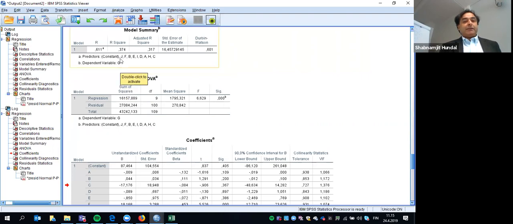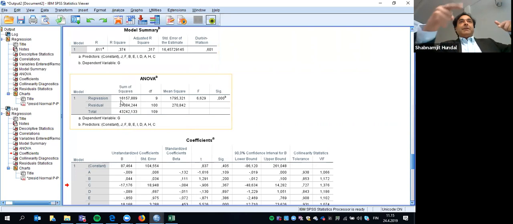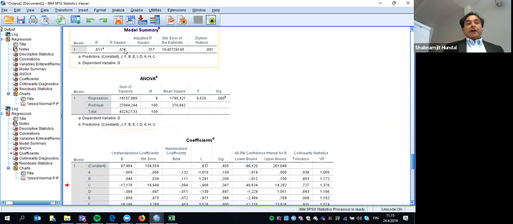It means that 37.4% variation in G is explained by variations in A, B, C, D, E, and other variables. It means that there is still around 62.6 or 63% variation, which is not explained by them. So the 63% movement in G is unexplained by these variables. It may lie somewhere else.